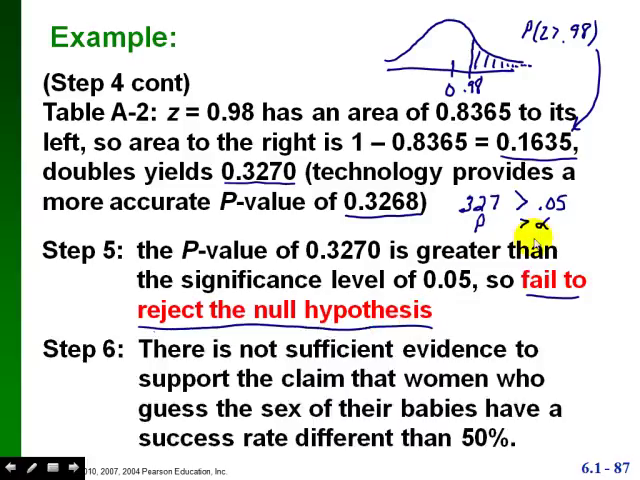Now remember that the fail goes with the not in our final conclusion. So if we fail to reject the null hypothesis, that says there's not sufficient evidence to support the claim that women that guess the sex of their babies have a success rate different than 50%. So what that's really saying is that they're not any better at guessing the sex of their babies than if they just took a random guess.